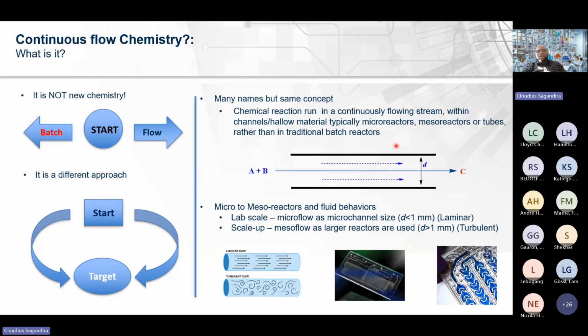It's a way of actually doing chemical reactions in a hollow system or channel or material, typically in microreactors and mesoreactors or tubes, as compared to batch reactor systems where we use flasks that we are all used to. And what is a mesoreactor and what is a microreactor? A microreactor is a reactor with a channel diameter less than 1 millimeter, and mesoreactors, mainly used for scale up, will have a channel diameter of greater than 1 millimeter.